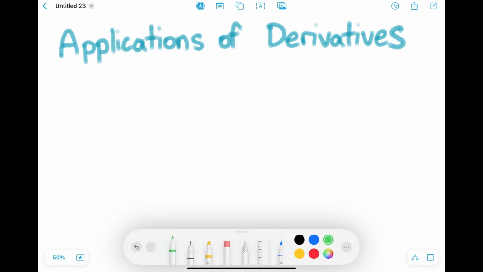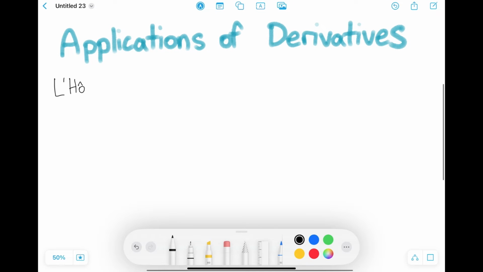This next section is just going to cover some of the many different uses of how we can use a derivative. So one of the first examples is going to be this rule called L'Hopital's rule. I'm not French, so I probably pronounced that wrong. I don't really care.